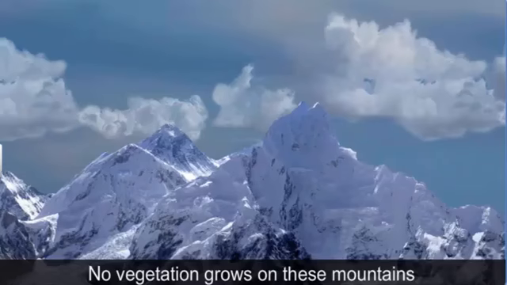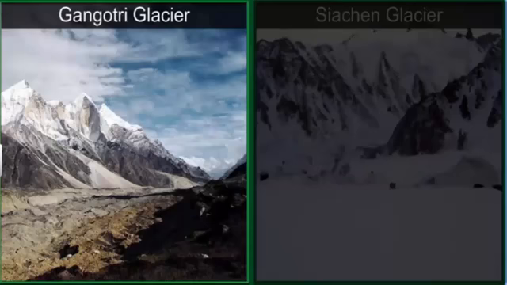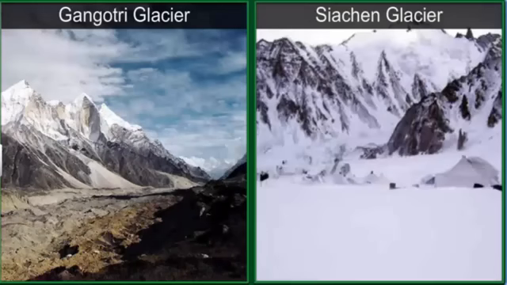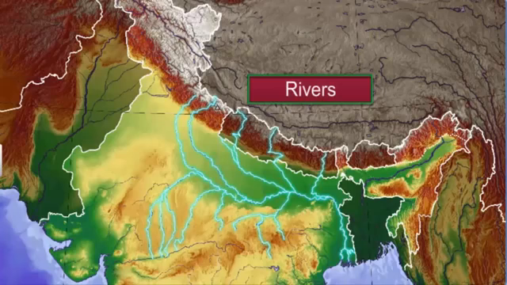However, several glaciers such as the Gangotri and the Saichen originate from this range. These glaciers feed rivers that form the source of water for a large part of the population.